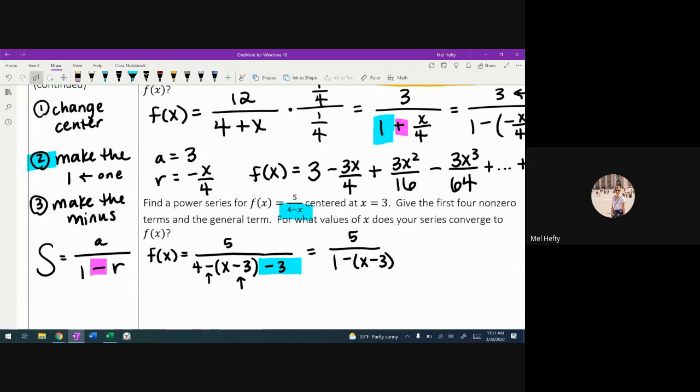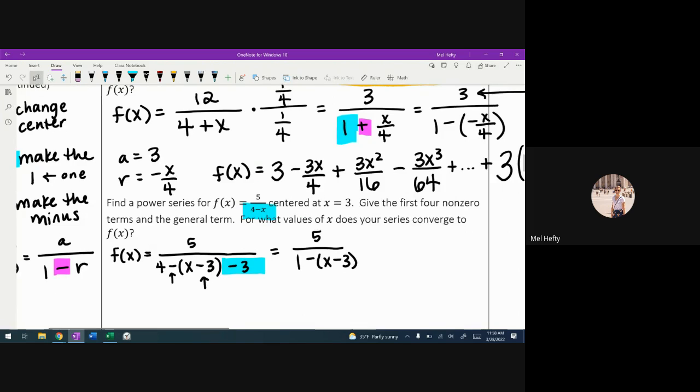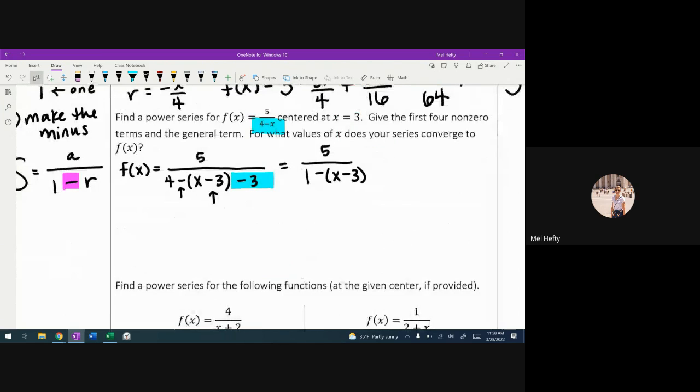Make the 1. Is the 1 where we need it to be in a over 1 minus r? Yes. Make the minus. Is the minus where I need it to be in a over 1 minus r? Yes. So how fortunate for us. So what is a? 5. What is r? X minus 3. So we're going to write the first 4 non-zero terms and then the general term for this series.